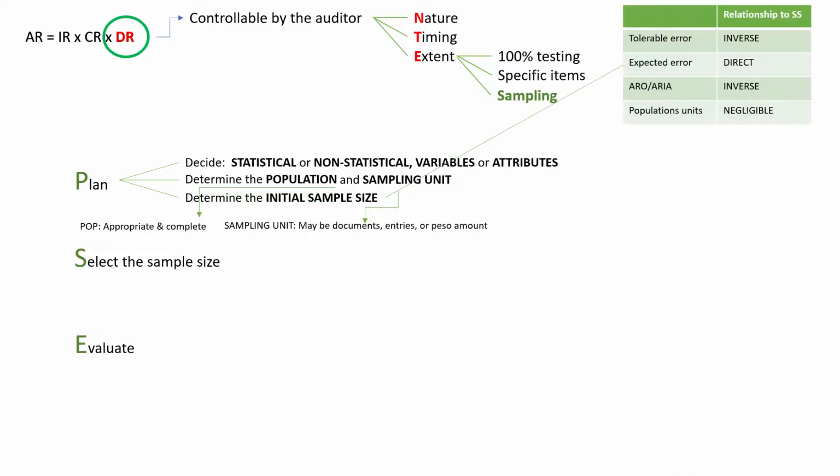Now, at this point, it is also important to recognize the many factors that will affect sample size. There are a lot of factors, but these are the most important. Let's take a look at what their relationship is to sample size. For example, tolerable error is the rate of error, the rate of deviation, or the amount of misstatement that you are willing to accept in a particular sample. So tolerable error would have an inverse relationship to sample size.